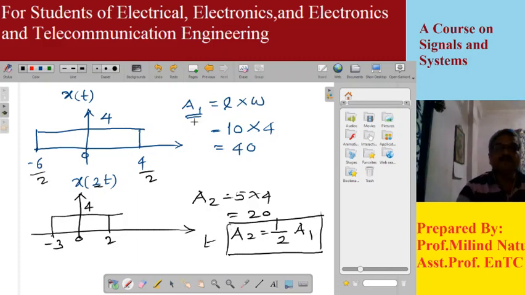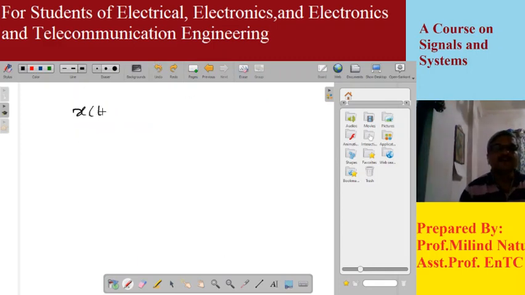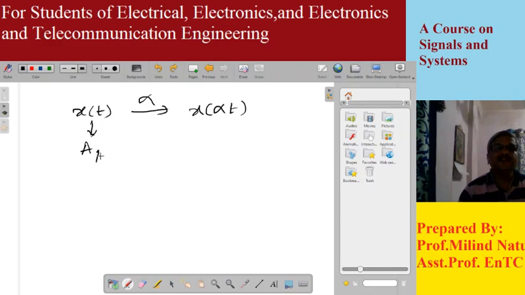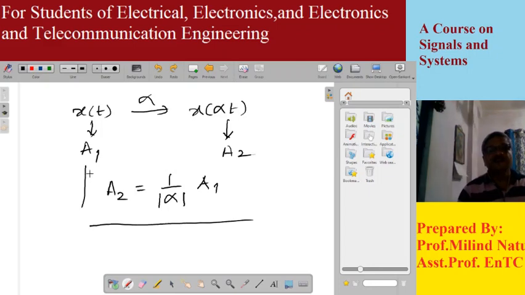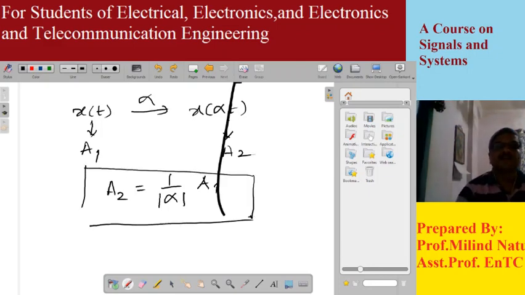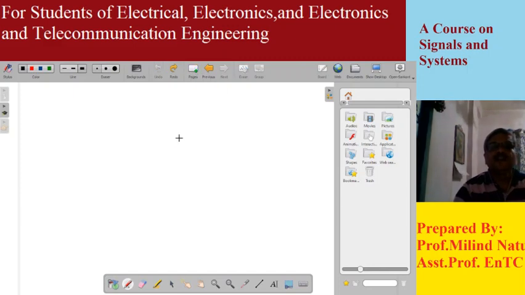So in general, if I scale the signal x of t by some factor alpha, so that it becomes x of alpha t, and the area of the original signal is A1 and the area of the scaled signal is A2, then we can obtain area A2 simply by the property: A2 equals 1 by mod alpha into A1. We are taking the mod value of alpha because alpha may take a positive or negative value.